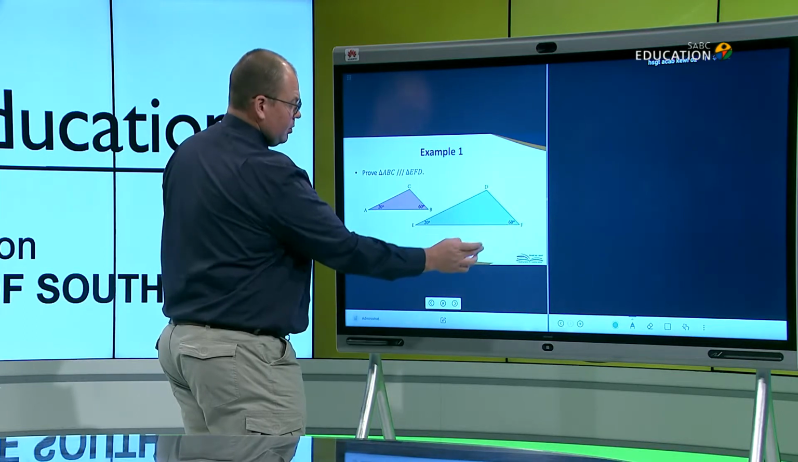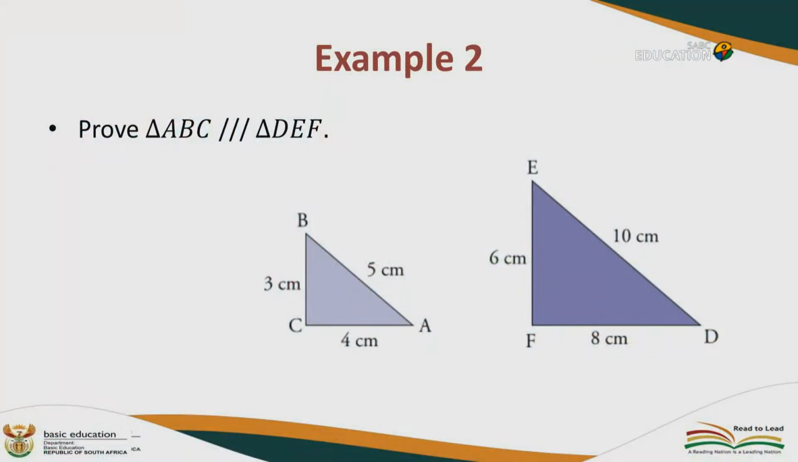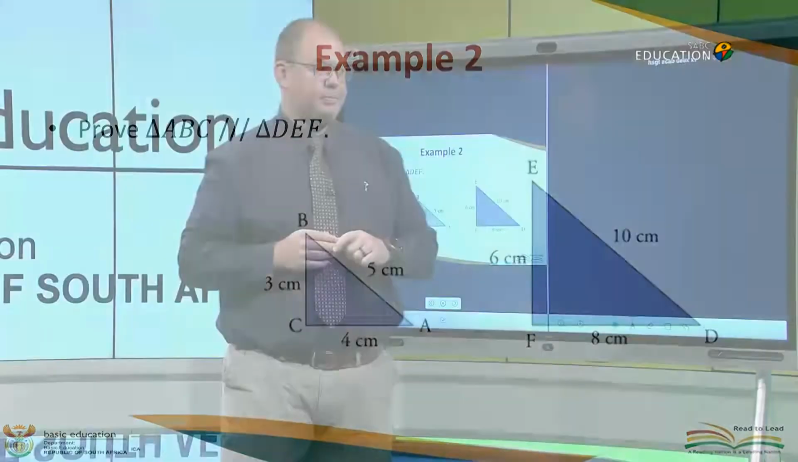So let's go to example 2. So example 2, they ask us, prove that triangle ABC is similar to triangle DEF. Okay. So again, we first have to look at what's given. All right. So at this stage, you will see that we do not have the sizes of the angles, but we have the lengths of the different sides. So therefore, I will know that I have to use the ratio to prove similarity.